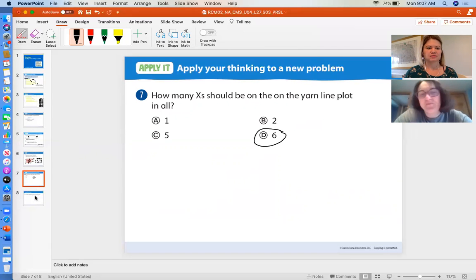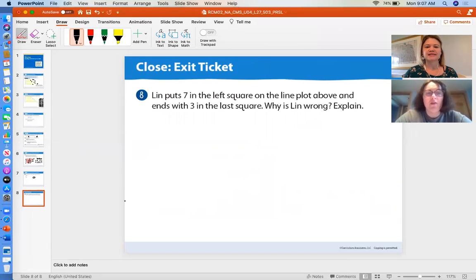Nice job. Okay, number 8 says Lynn puts 7 in the left square on the line plot above and ends with 3 in the last square. So here's what Lynn did. She made her line plot. This is the left side. This is the right side. She started here and she put 7, and then over here, she put 3.